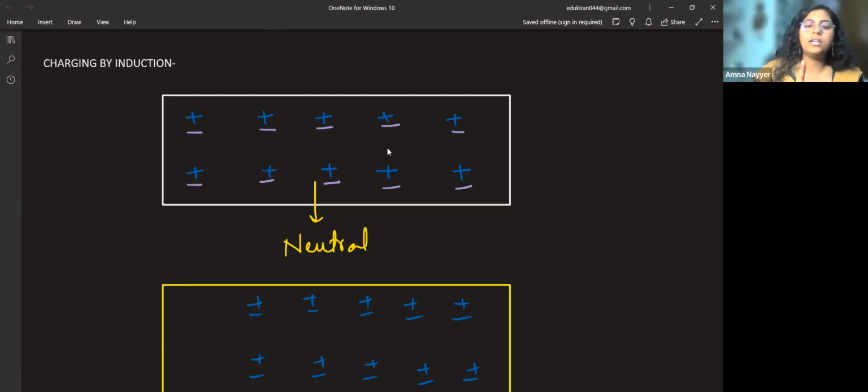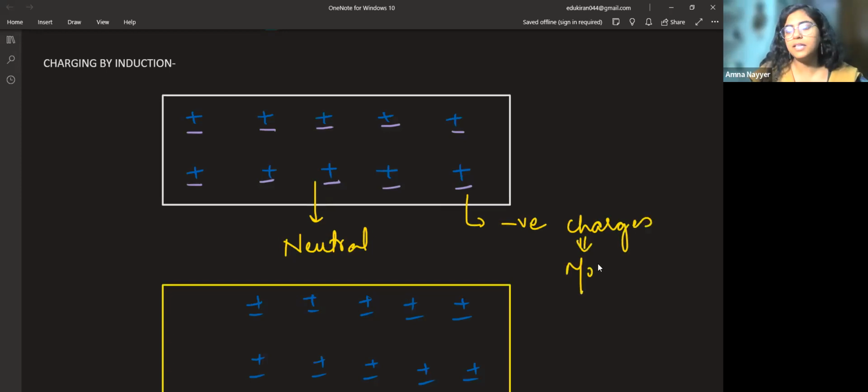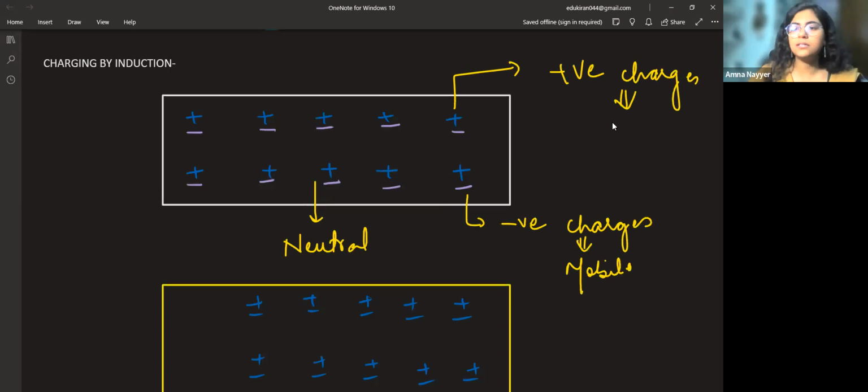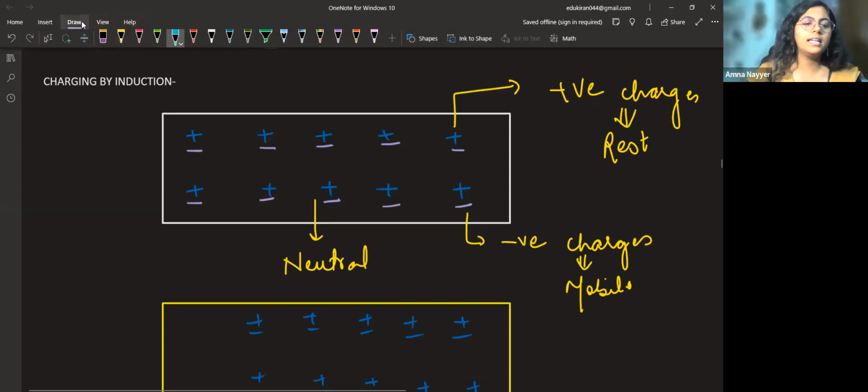So what have we studied about the positive and negative charges? Here, the negative charges are mobile. That means they have the tendency to move. And the whole concept of how this occurred, nuclear force, we have already studied. We're not going into that. And what about the positive charges? They do not move. They are always at rest. So again, we have to keep in mind that only negative charges will be moving. So this is a conductor that I have taken.